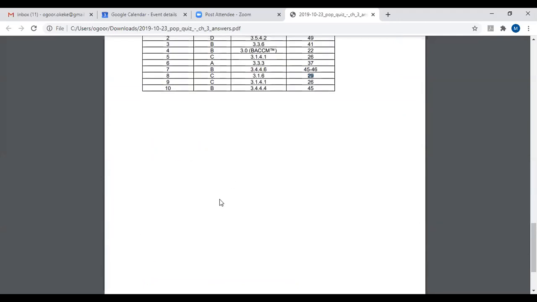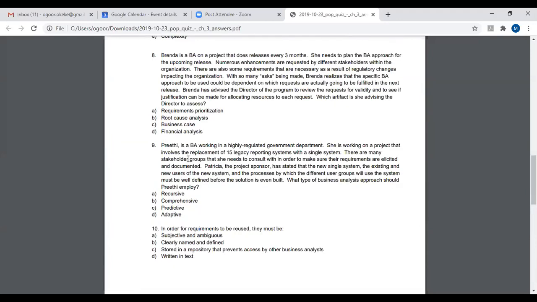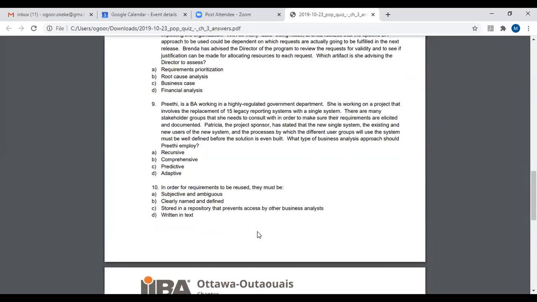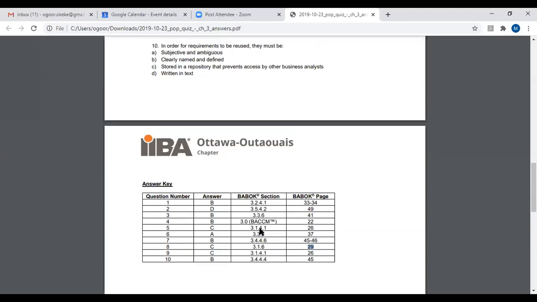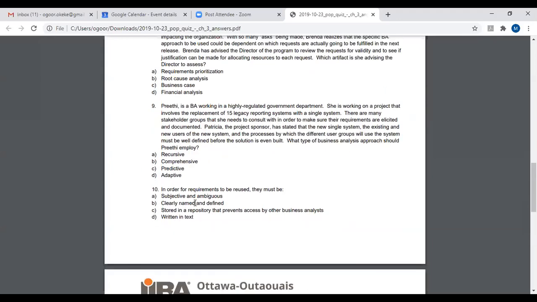The answer is C, and we answered C. This is the one talking about the process being well defined before the solution is even built. And we answered predictive, which was the correct answer. So for number 10, the answer is B, and we answered B. This is the one with the very clear answer: the requirements being clearly named and defined before they can be released.